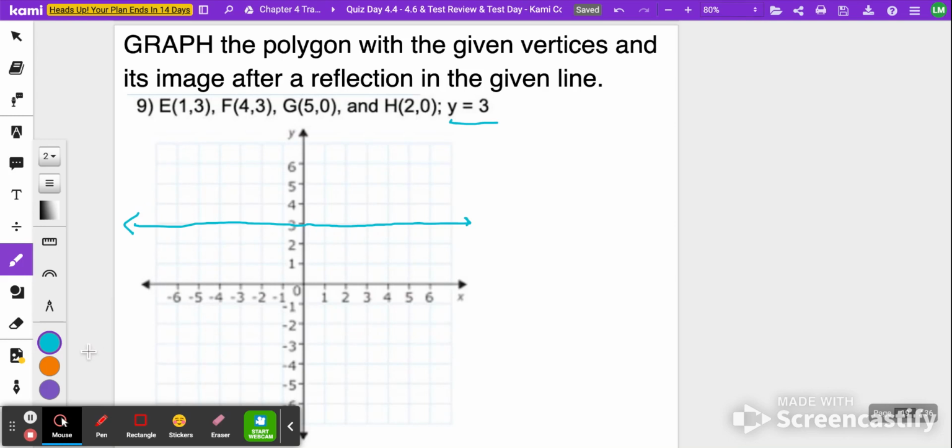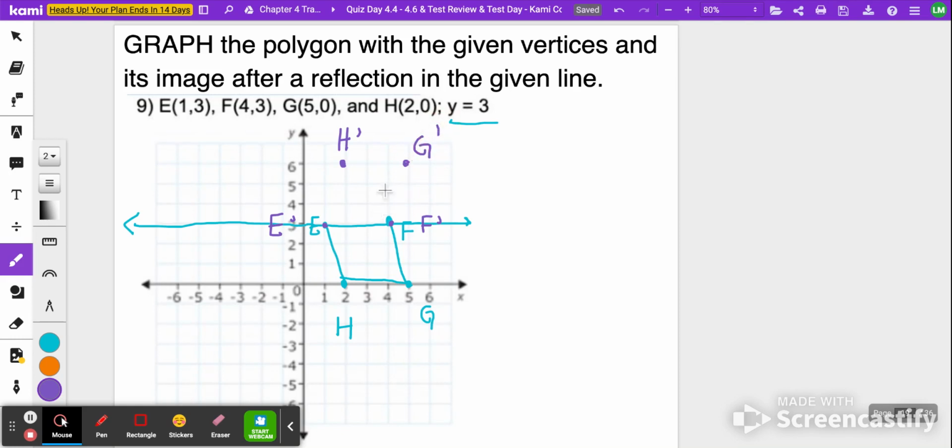The first thing we want to do is go ahead and plot our original points of the pre-image. Interestingly enough, 2 of our points are already on the reflection line, so F prime and E prime will not move at all, but G and H will. H is approximately 3 steps away from the reflection line, so it'll be another 1, 2, 3 steps away on the opposite side. And G is also 3 steps away, so 3 steps away it is for G prime.